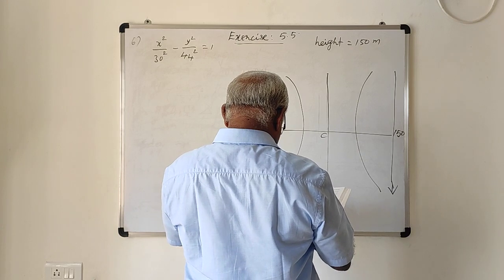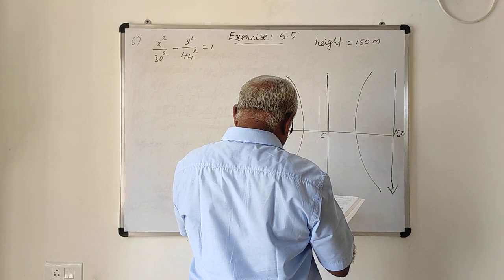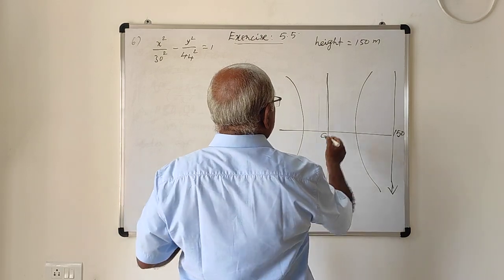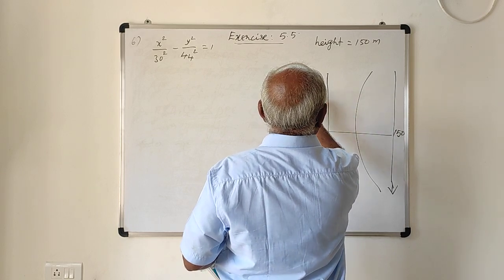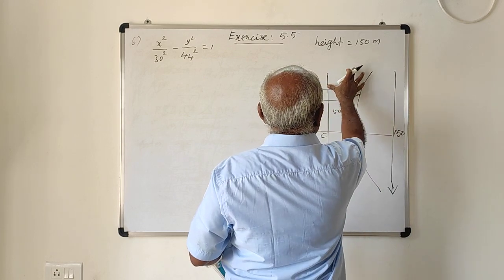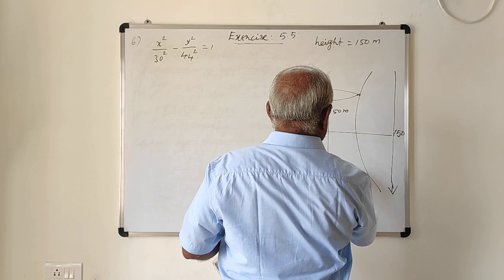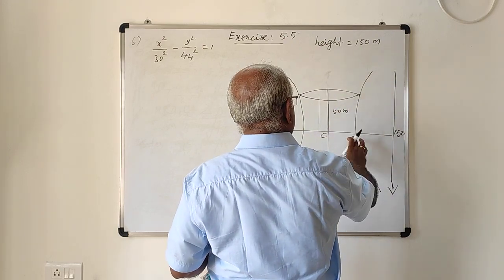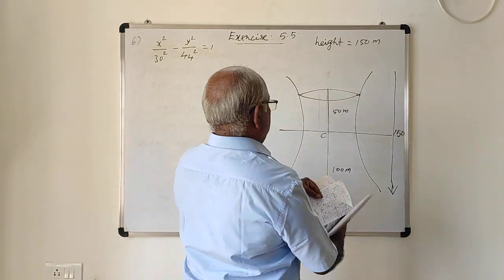So the distance from the top of the tower to the center of the hyperbola is half the distance from the base of the tower. That means this is 50 meter, and the lower part is 100. Therefore, this is half. The total length of the tower is 150, out of which the upper part is half of the base. Therefore, this is 100 meter.